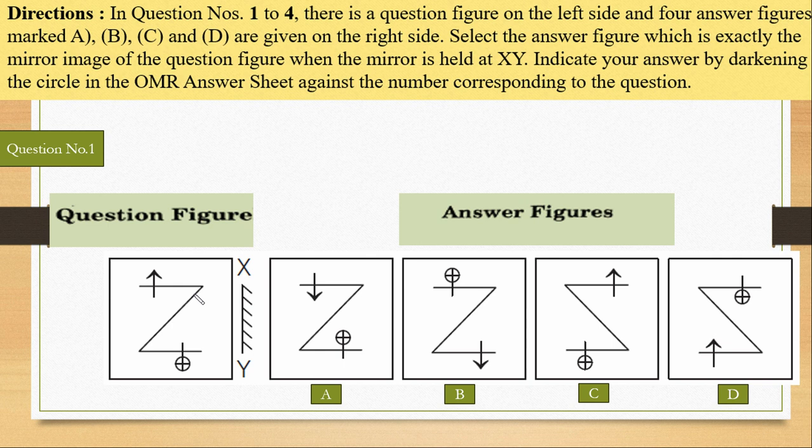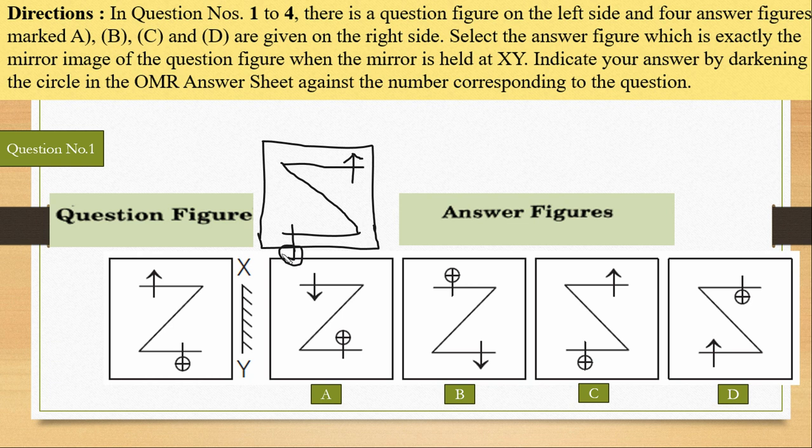Let us try to solve this question. I'm just drawing a square here, so these two lines are the same. The diagonal should appear on the opposite side in the mirror. The arrow object appears on the left side, so in the mirror it appears on the right hand side. This object appears on the right hand side, so it should appear on the left hand side. So it appears here.